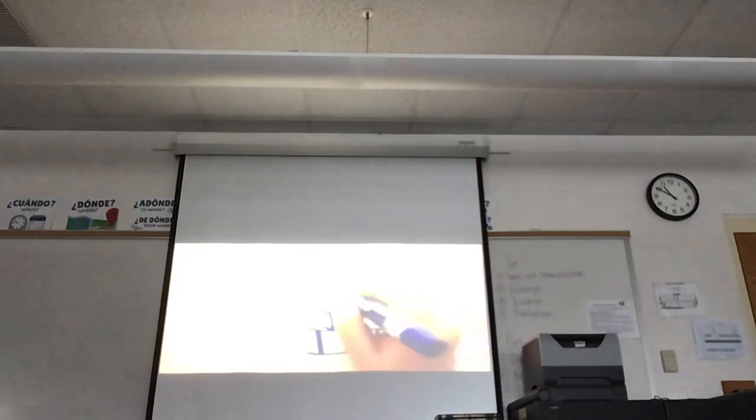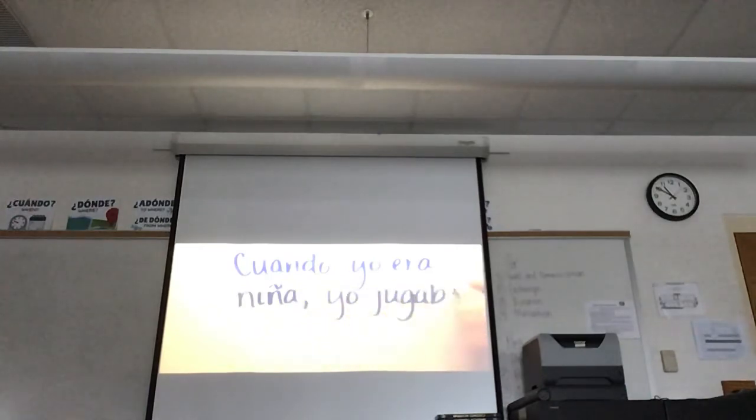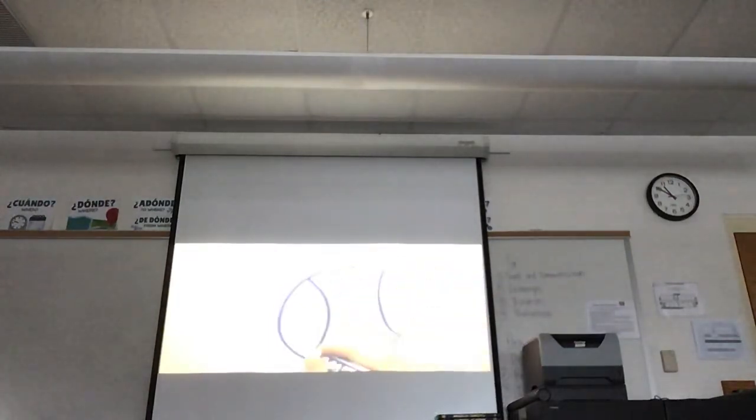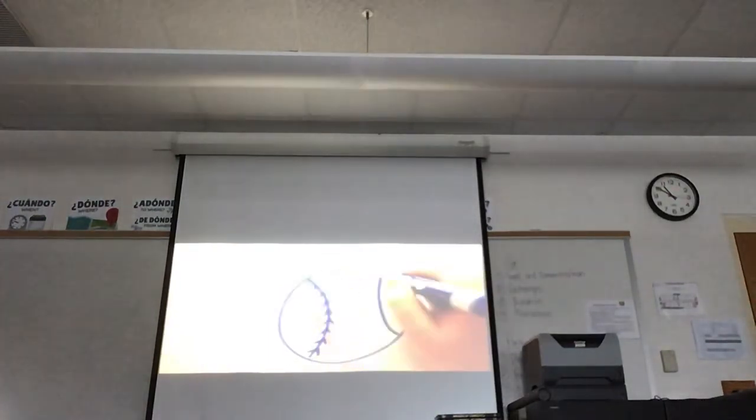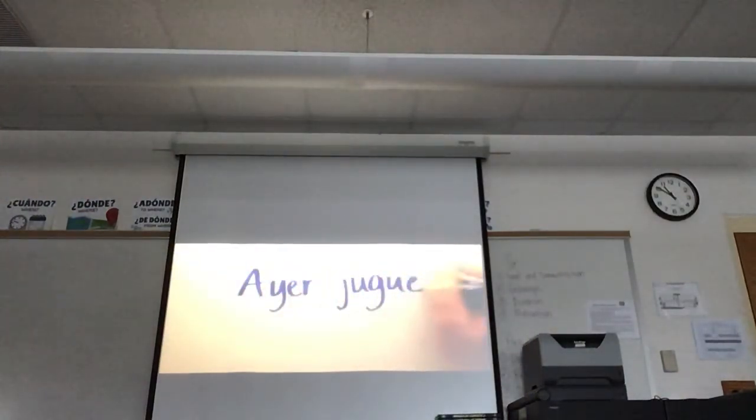Vamos a ver el último ejemplo. If I want to tell you that when I was little I played with blocks, I would be expressing an ongoing past action. Therefore, I would choose imperfect. Cuando yo era niña, yo jugaba con bloques. But what if I played baseball yesterday? Yesterday would indicate a definite beginning and a definite end. Therefore, I would choose preterite. Ayer jugué béisbol.